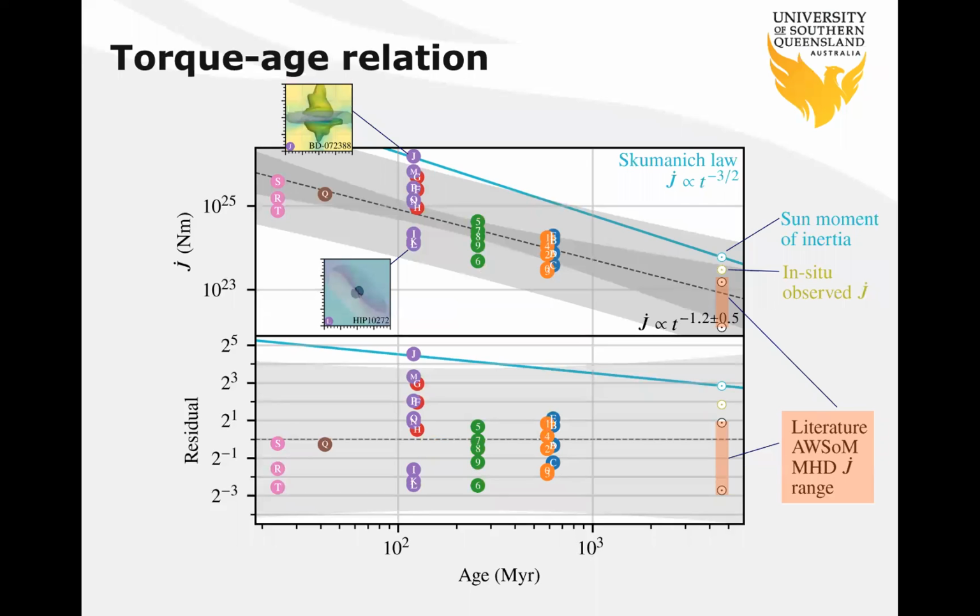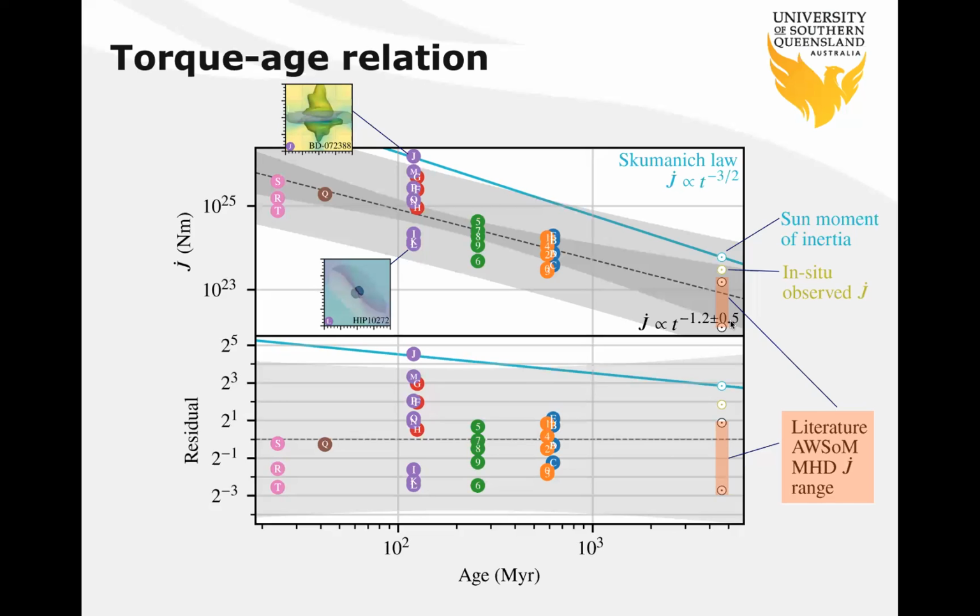Finally, the torque-age relation. This is maybe what we're all interested in. The Skumanich law predicts this light blue line that I plotted here on the right, that the angular momentum loss should be proportional to the age to the -3/2. The scaling law that I get kind of matches up, because I get -1.2 plus or minus 0.5. However, the constant term in the scaling law is different.